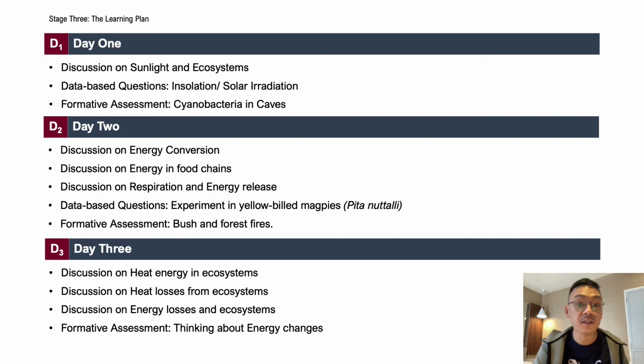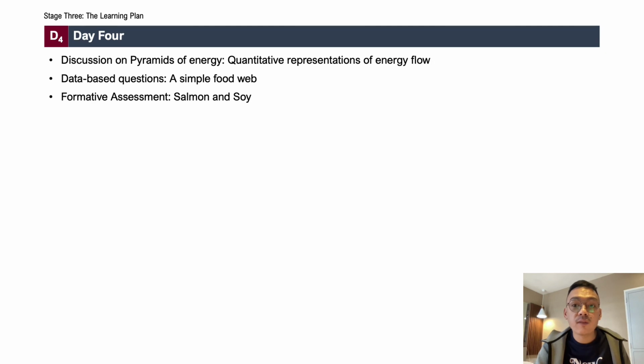In the first day, we'll discuss the sunlight and ecosystems, I mean the insolation or the irradiation. For day 2, we will be experimenting with the yellow-billed magpies with some of the formative assessment. In day 3, thinking about energy changes with energy losses in ecosystems. And for day 4, we are trying to look at the pyramids of energy, which are the quantitative representations of energy flow, a simple food web, and lastly, salmon and soy. It comes with a summative assessment in the last part of the week.